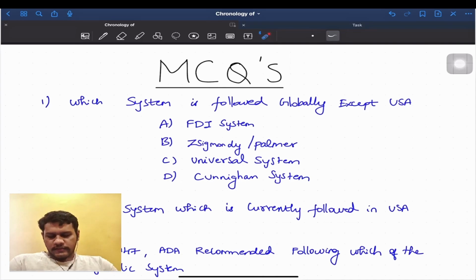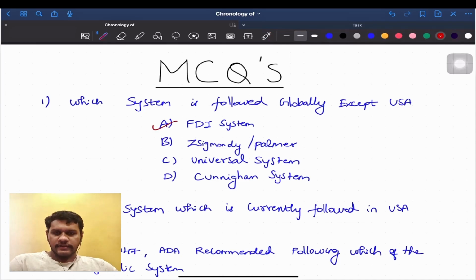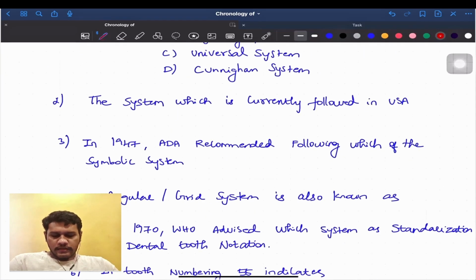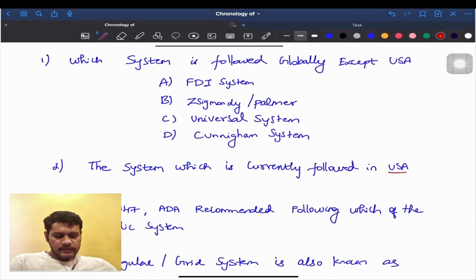The first question: which system is followed globally except USA? I said the only system followed in the USA is the universal system, but they are asking which system is followed globally, which is the FDI system. The answer is the FDI system. Next question: the system which is currently followed in USA. The same options. I said the only system followed in USA is the universal system.